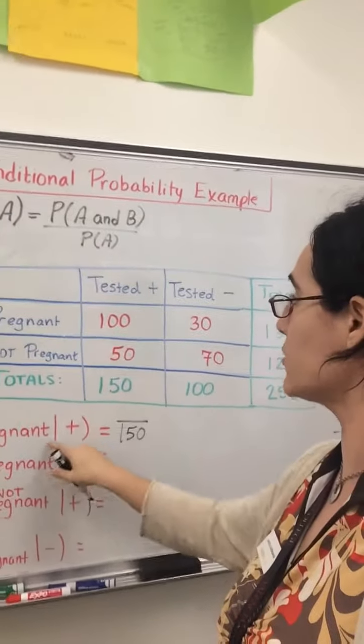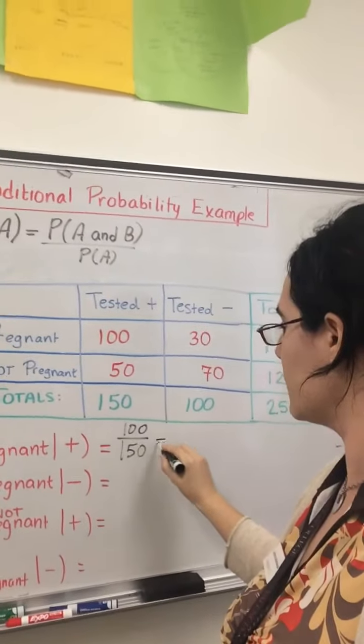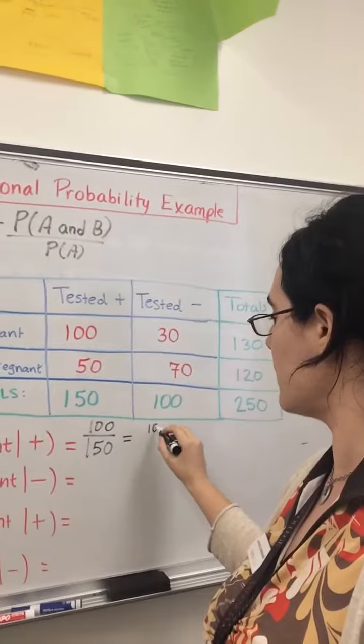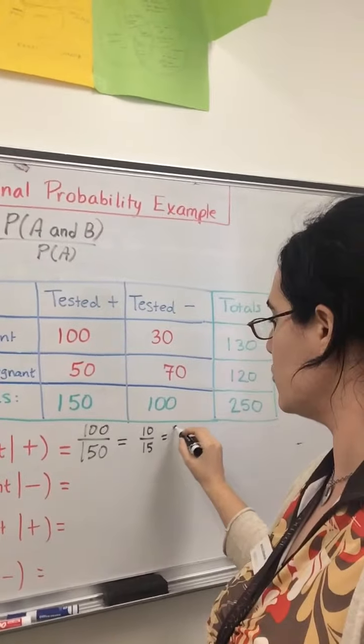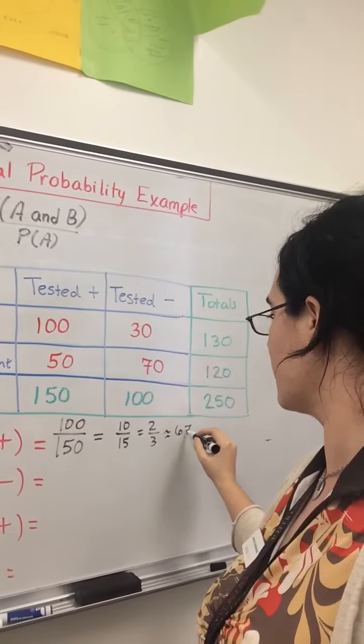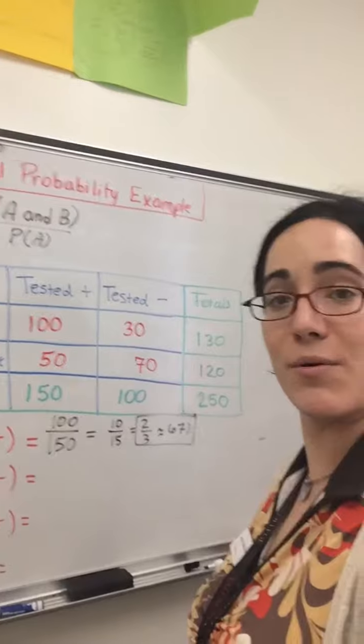how many of them were actually pregnant? 100. Thus, our probability here is 100 out of 150, or 10 out of 15, or 2 out of 3, which is about 67%. Okay, let's go to our second one.